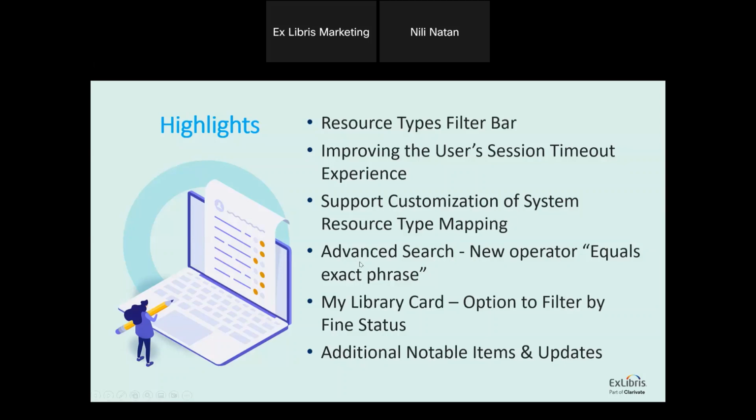We are also excited to deliver the NERS that is also relevant for Primo VE. This is about more options in the advanced search, introducing the new operator equal exact phrase. And an additional improvement in the My Library card option to view more fines, not only the active fines, and for the user to filter by the fine status, and of course, more notable items that I will share.